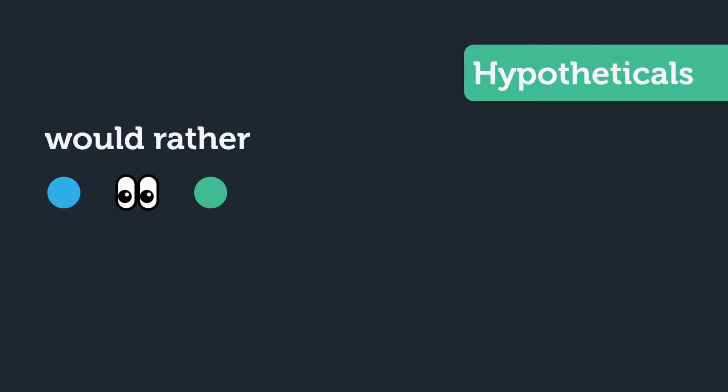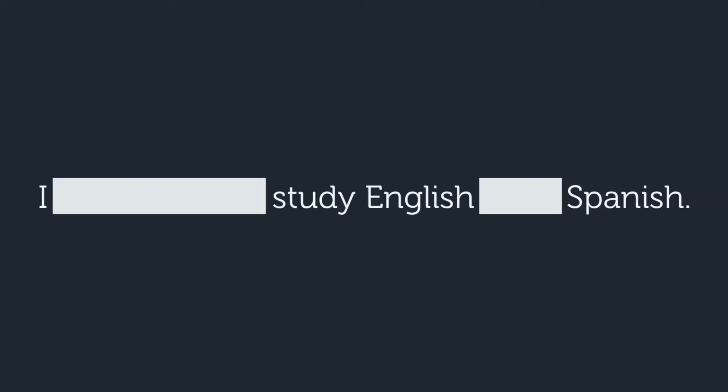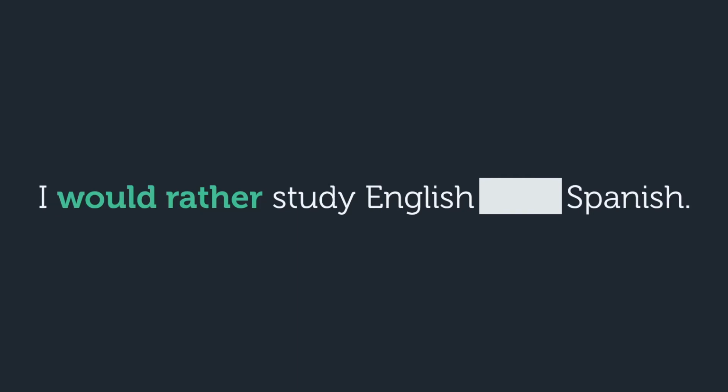In this next case, we're looking at situations that involve some sort of condition, preference, hypothetical situation, or wish. The easiest one to use here is would rather, which is how we express our preference between a few alternatives. How would you say that you prefer to study English instead of Spanish? I would rather study English than Spanish. Notice that we use the word than when we specify the thing we are comparing our preference to.